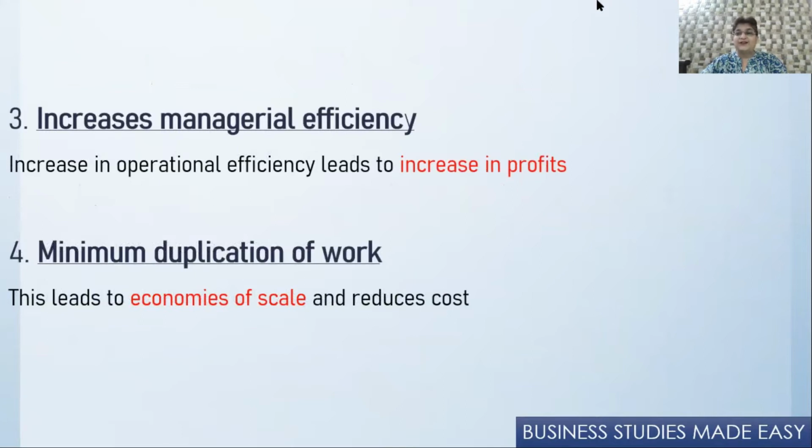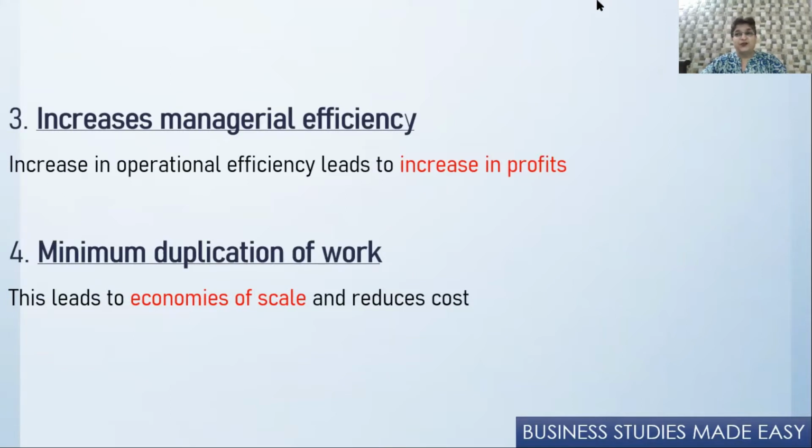Then increases managerial efficiency. So if the superior has to explain something to the subordinate, since the subordinate is also in the same department and from the same field, then it becomes very easy to explain it to them and the work can be done very quickly. So what happens is this increases the profit. When there's operational efficiency, work is being done properly, then it leads to more profit.